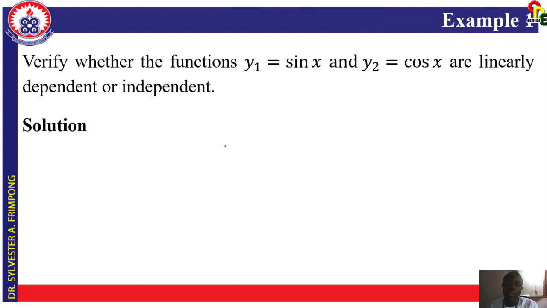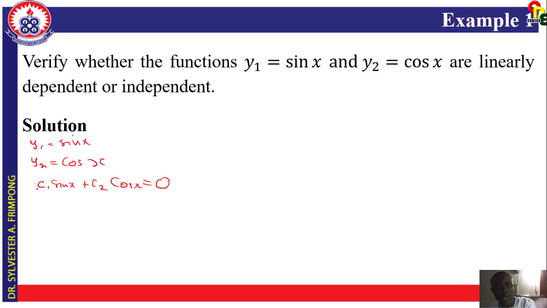So let's pick an example here. We want to verify whether y1 equal to sine x and y2 equal to cos x are linearly independent. So what we do is say that the linear combination of them, c1 sine x plus c2 cos x, should be equal to 0.